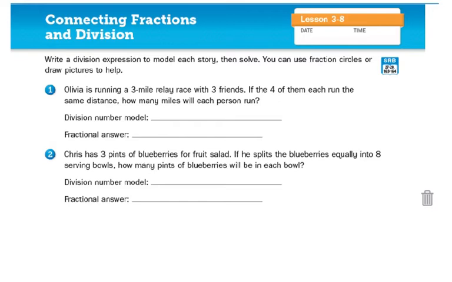Let's move on to journal page 91. Journal page 91. It says connecting fractions and division. Write a division expression to model each story, then solve. You can use fraction circles or pictures to help, or draw pictures to help. Olivia is running a 3-mile relay with 3 friends. If 4 of them each run the same distance, how many miles will each person run? Well, we're going to take 3 miles and divide it by 4. They will each run 3/4 of a mile.